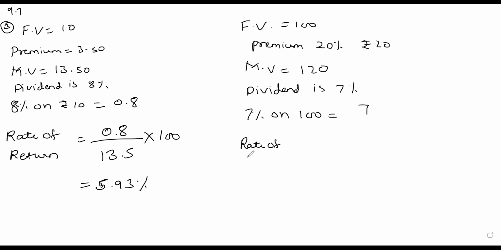So rate of return is 7 upon 120 into 100. 7% on 100 gives 7, but 8% on 10 was 0.8. That is 7 multiplied by 100 divided by 120. That is 5.83%.